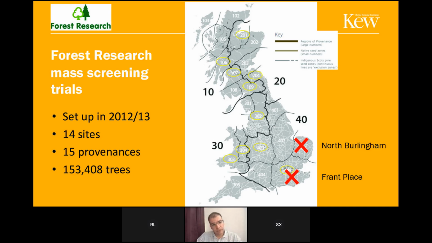We were very fortunate in that in 2012 and 2013, Forest Research, which is a state agency for research on trees, set up some mass screening trials at 14 different sites within the UK. And they took ash trees that had been grown from 15 different areas within the UK and also from Germany, and planted them out in several sites in the southeast of England where ash dieback was already pretty bad. We focused in particular on two sites, North Birmingham and Frant Place, where there was good establishment of the trees and a lot of ash dieback damage.